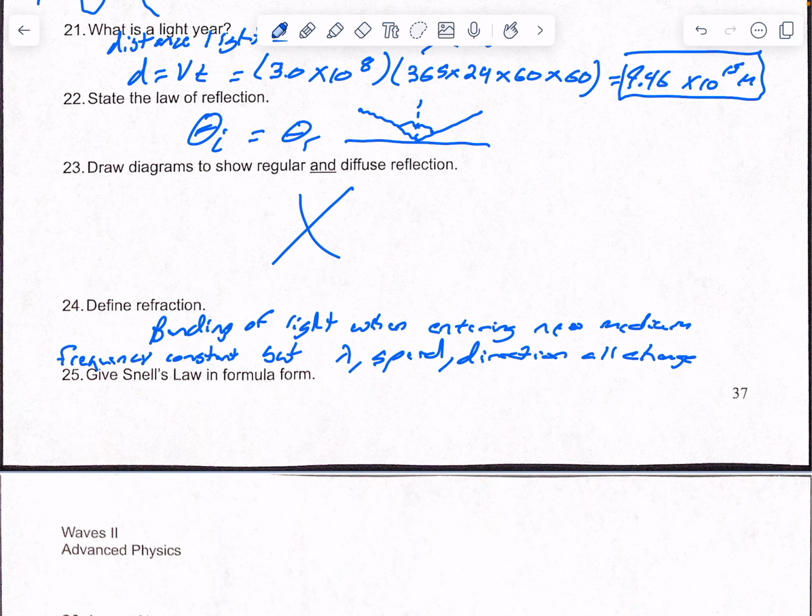Your frequency is just dependent upon the source, so basically what's sending it at that frequency. But as soon as it hits a new medium, its wavelength will change, its speed will change, and the direction of the wave will change as well.